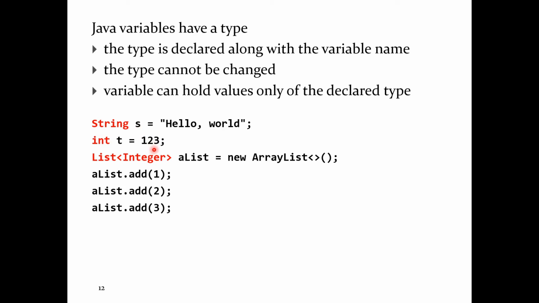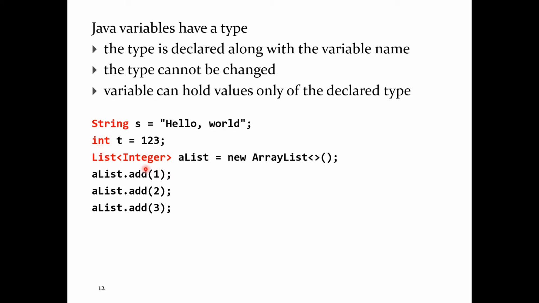To store the number 123, I have to make a new variable, so I have to use a different name. Here I'm using t. And I have to declare its type as well. For integer values, the default type that you would use would be little i int.